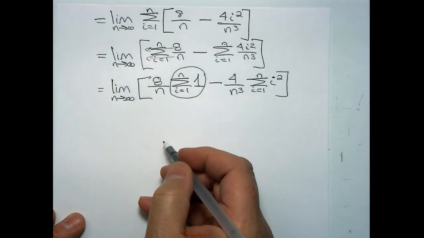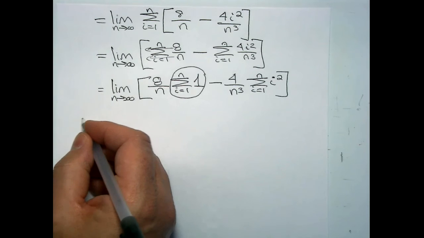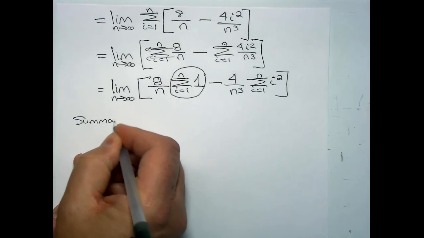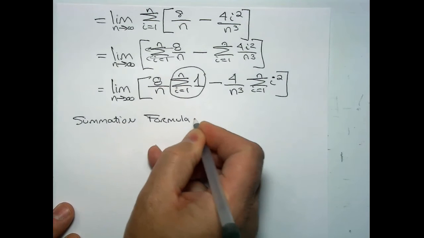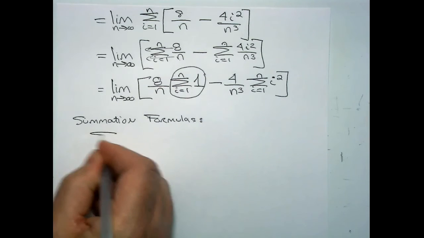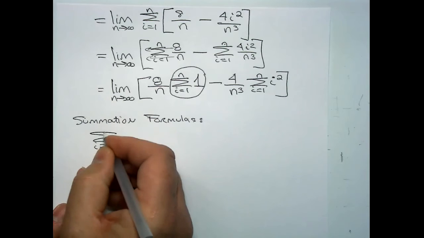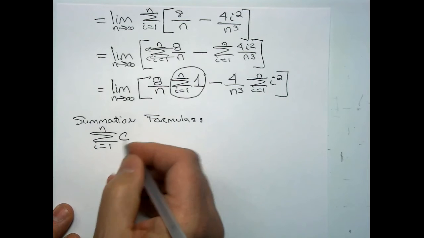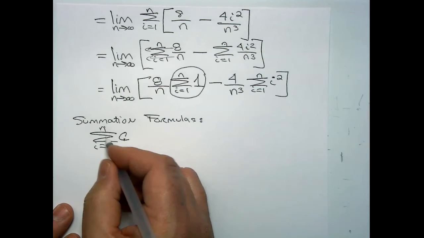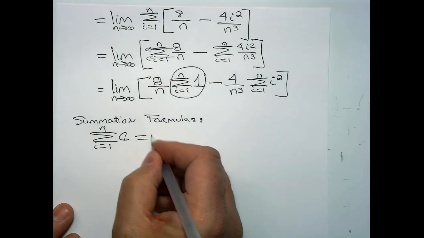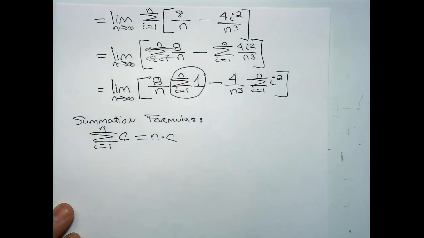This is just the sum of a constant. And if you remember your summation rules, remember what they look like. If I did sum a constant, c, from 1 to n, it's c plus c plus c plus c plus c, n times. In other words, it's n times c. So that should just be n times 1.